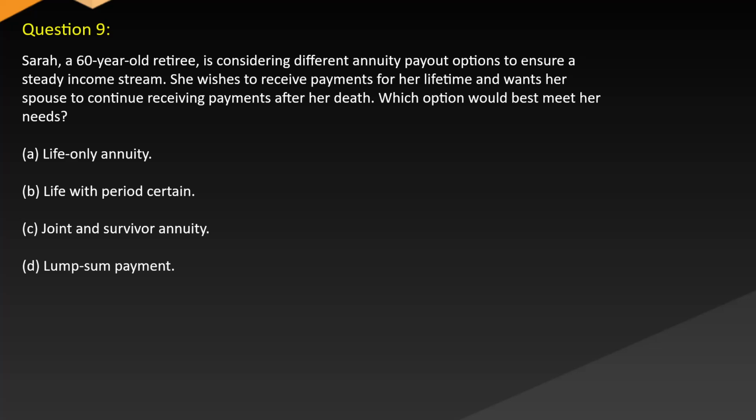Question 9. Sarah, a 60-year-old retiree, is considering different annuity payout options to ensure a steady income stream. She wishes to receive payments for her lifetime and wants her spouse to continue receiving payments after her death. Which option would best meet her needs? A. Life-only annuity. B. Life with period certain. C. Joint and survivor annuity. D. Lump sum payment.